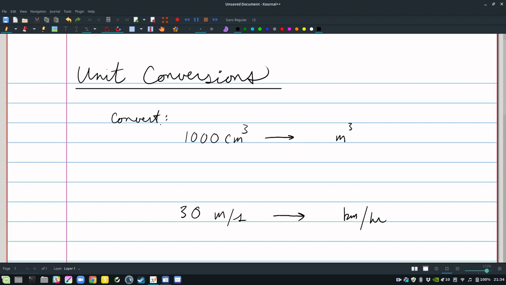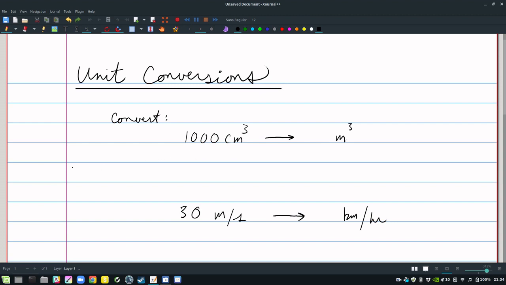So now we're going to practice our unit conversions with the technique covered in class where we successively multiply by the number 1, changing the units step by step. So the first task is to convert 1,000 centimeters cubed into meters cubed. The number should shrink because a meter cubed is a much larger unit than a centimeter cubed.